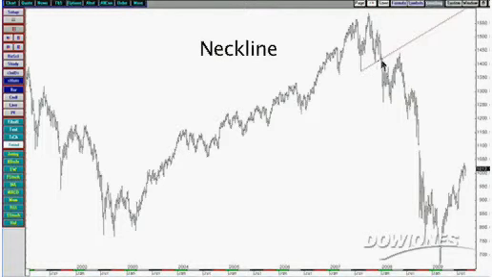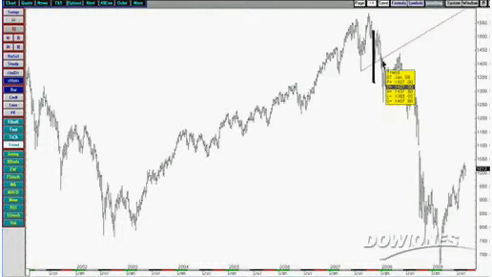And once the neckline has been breached, you would expect the market to decline by at least the distance from the high to the neckline and project that distance downward from this breakout point. So you're talking target of down here, for example, where the market found actually support in the future before it really fell off its cliff. So this would be called a head and shoulders top formation.